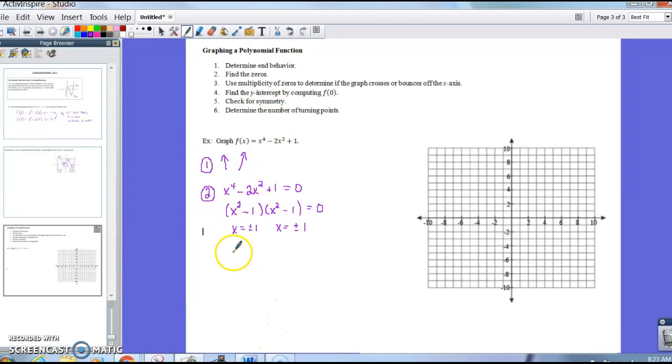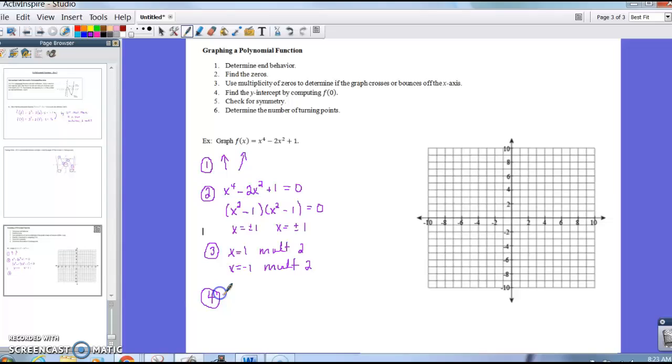So what I like to do is this, just to make a mental note. Let me rewrite that. So x equals 1 has multiplicity of 2, and x equals -1 has multiplicity of 2. That just tells me the multiplicity. So I know that when I graph it, I have to bounce off the x-axis at 1 and at -1.